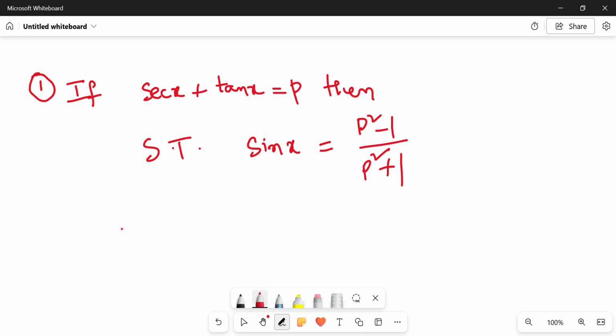If secant x plus tan x is equal to p, then show that sin x is equal to (p square minus 1) by (p square plus 1). Let us solve this question.